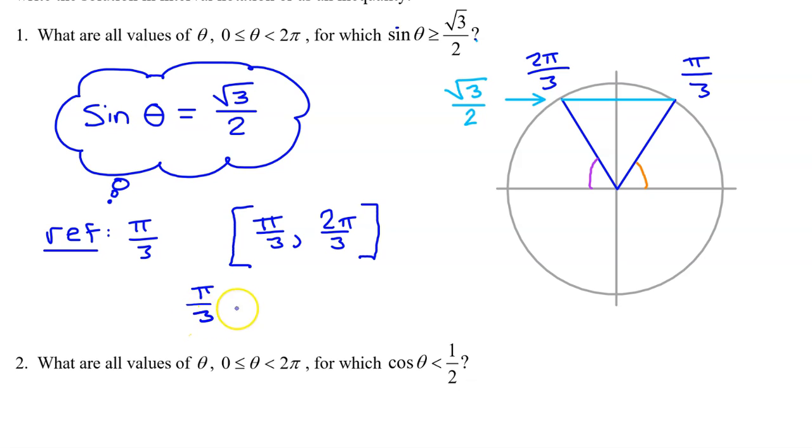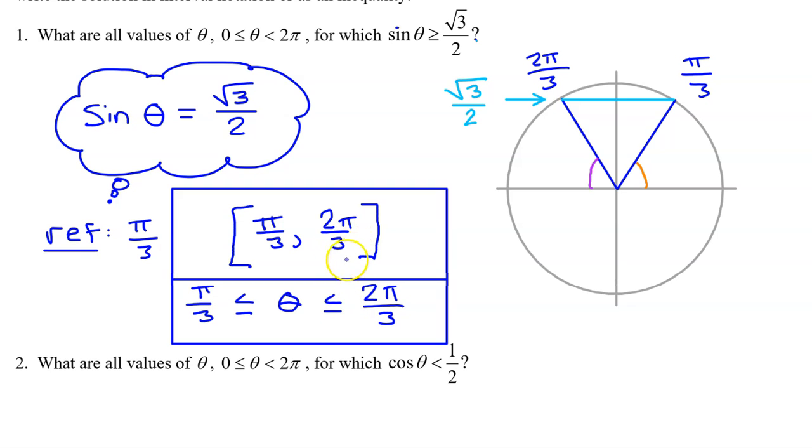Pi over 3 is less than or equal to theta, which is less than or equal to 2 pi over 3. Both versions are acceptable on a free response question. Either might appear on a multiple choice question, so be familiar with both formats.